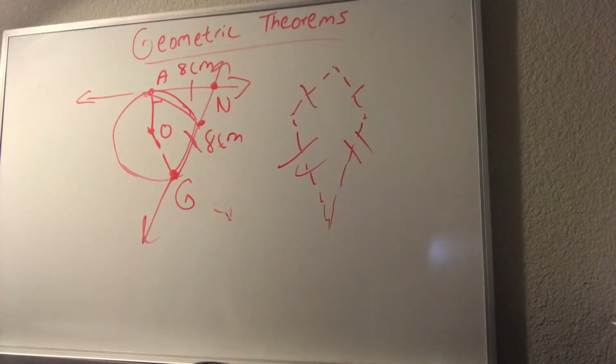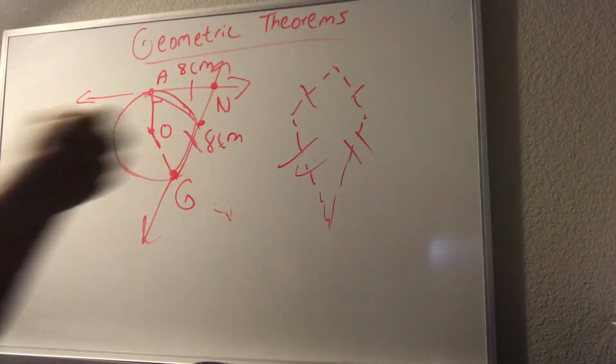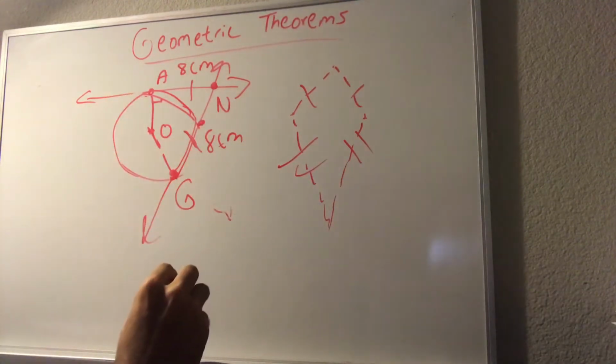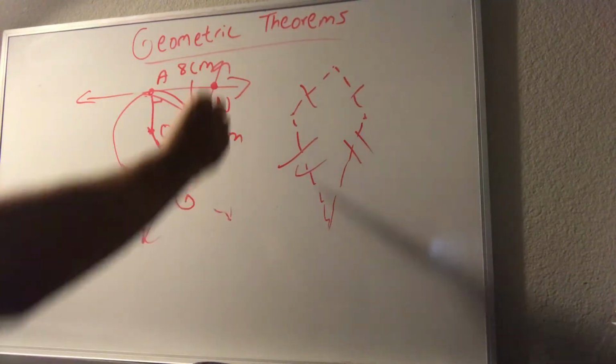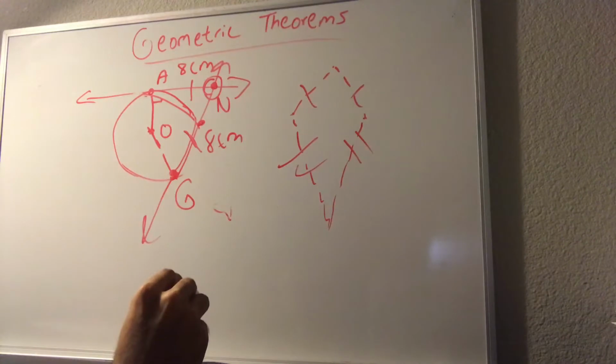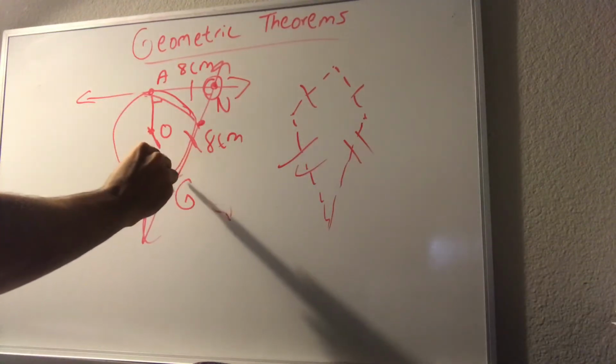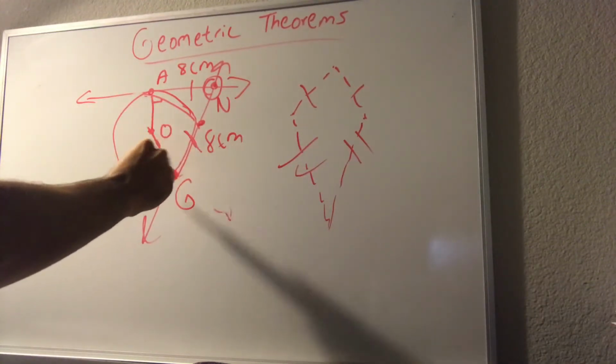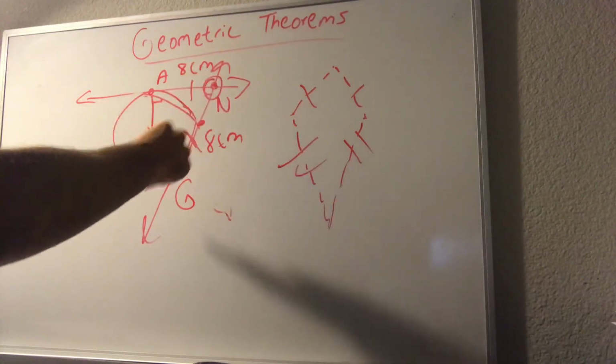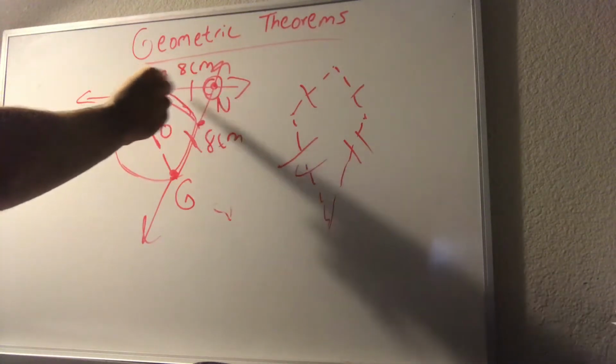Just reiterating, it states that if two tangent segments are drawn to a circle from an external point, right, this is your external point, then those segments are congruent. So obviously you're looking from your external point all the way to the point where the tangent line is touching the circle, right? So this is 8 centimeters, this is also 8 centimeters.